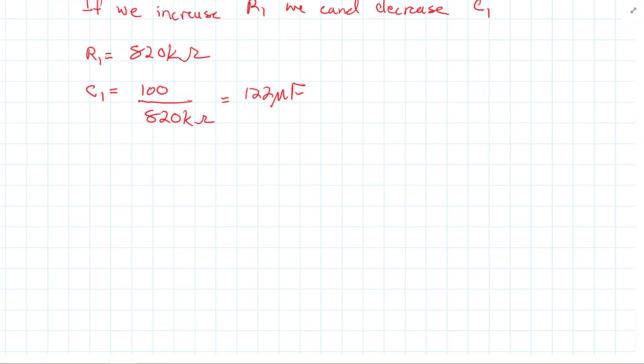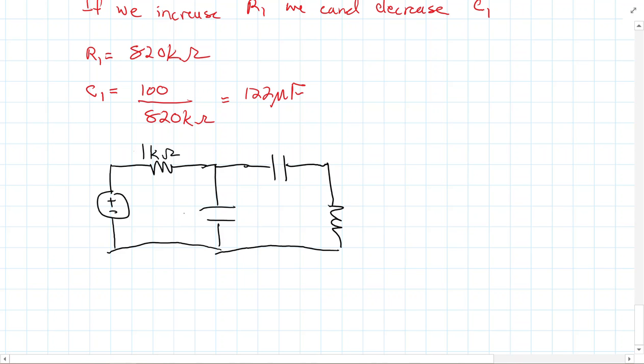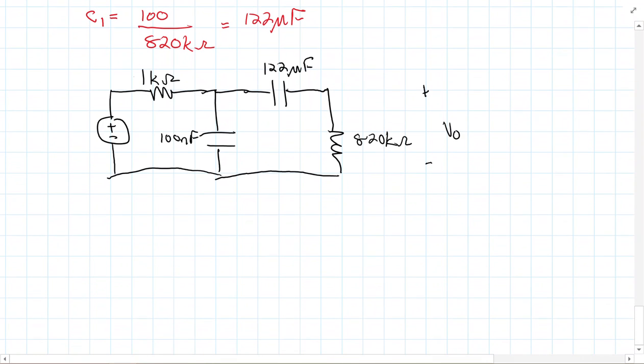Now, of course, the final thing we need to do is draw the circuit. For the bandpass circuit, remember, we're always doing our low pass first, so this is my low pass stage. And then I have my high pass stage. You need to make sure to label these correctly. So this would be 1 kilo ohm, and this was 100 nanofarads. This is 122 microfarads, and this is 820 kilo ohms. And so this would be a bandpass filter using the low and high pass filters that we previously discussed.